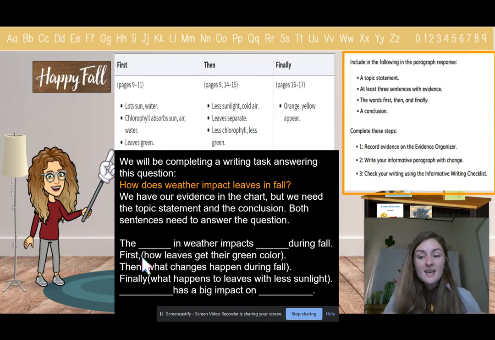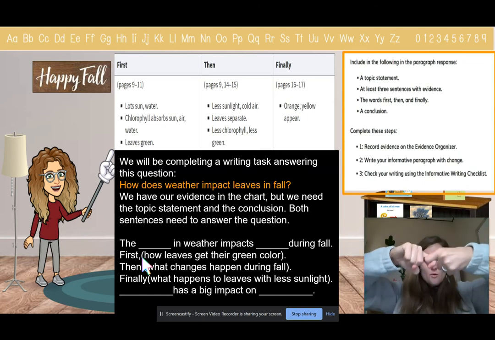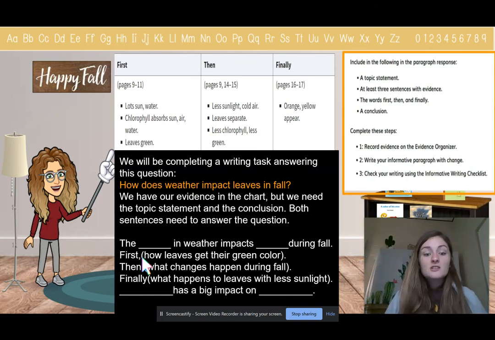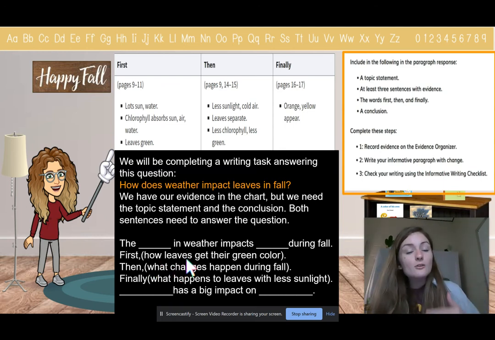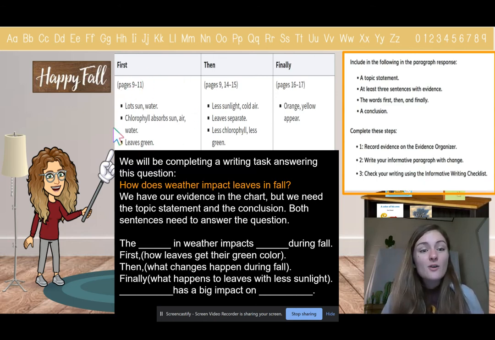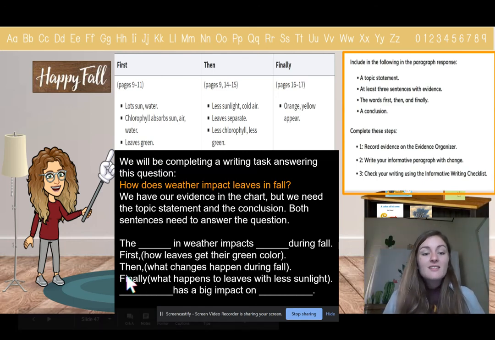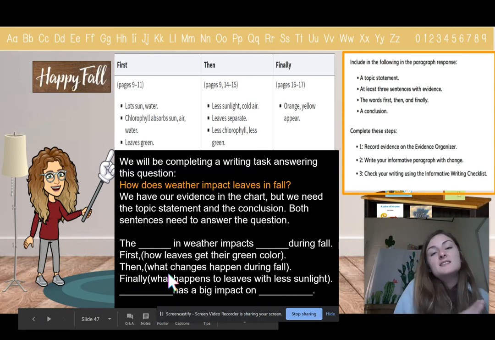Now our evidence is going to match, it's going to connect to our topic statement. So first, we're going to talk about how leaves have that color green during the summer and spring. So that's the first way that weather impacts leaves. So first, we're going to talk about how leaves get their green color. We have our evidence chart right here. So leaves get lots of sun and water and make chlorophyll to get that green color. There's evidence number 1.